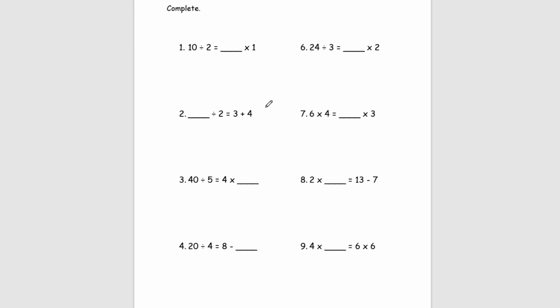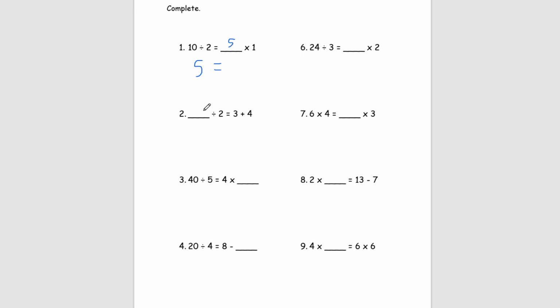For this next page, looks like we'll be completing these comparisons. So looking at number 1, we have 10 divided by 2 equals blank times 1. So let's first find out what 10 divided by 2 is. Just like before, we know that anything divided by 2 is half of it. So half of 10 will be 5. And now we just need to see what times 1 will get us to 5. If we know our rules, anything times 1 will be itself. So our answer for number 1 is just 5.